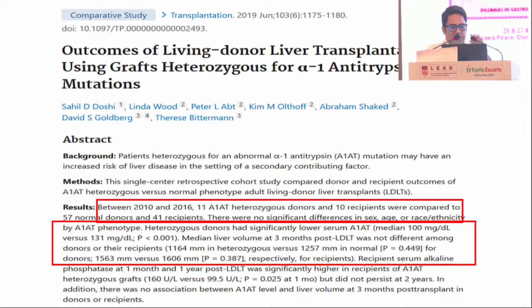So this series is for alpha-1 antitrypsin deficiency, which again says that proper preoperative evaluation with biopsy, LFTs, and genetic analysis is important, as alpha-1 antitrypsin deficiency can manifest if it is not diagnosed preoperatively in donors. It can manifest and can affect the organ function later on.